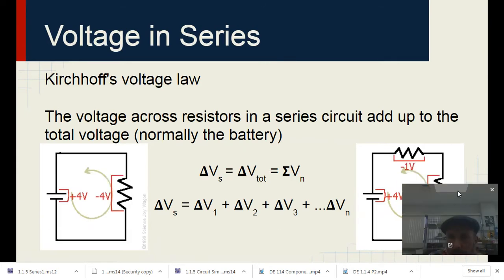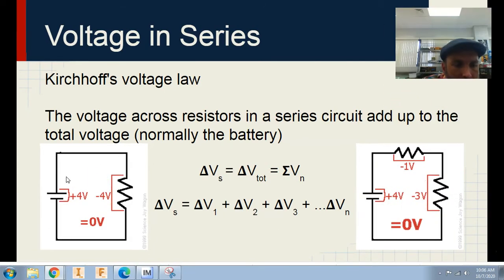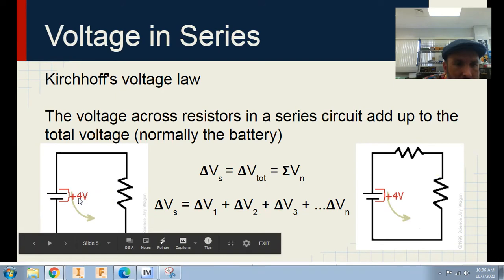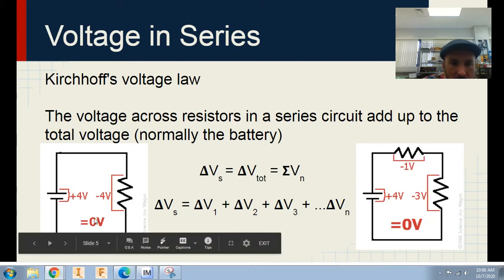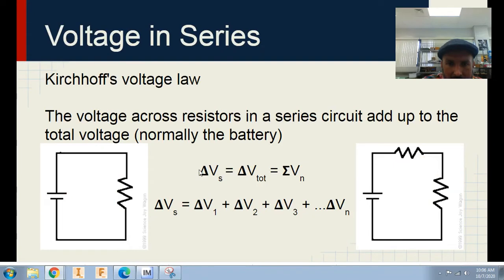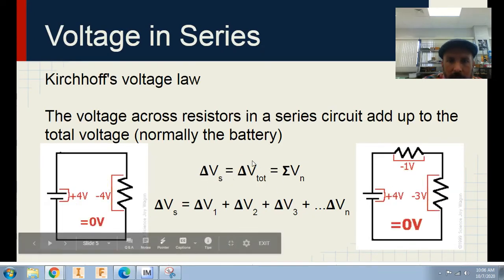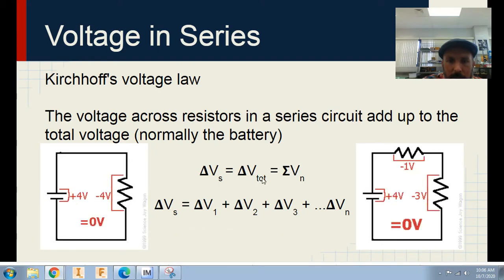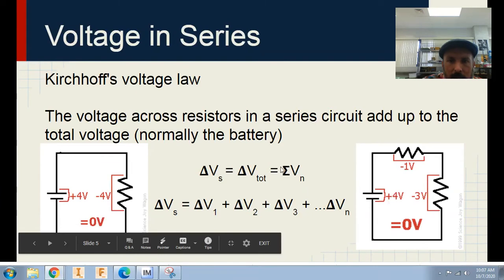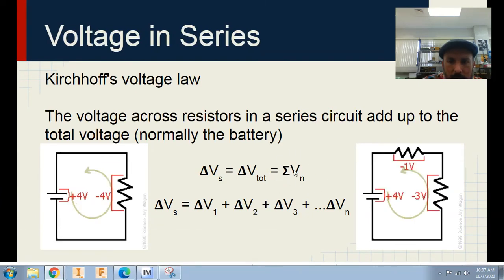The voltage, right here, you can see 4 volts coming through here. 4 volts minus 4 volts equals 0 volts. The change of voltage total equals the sum of the voltage drops.